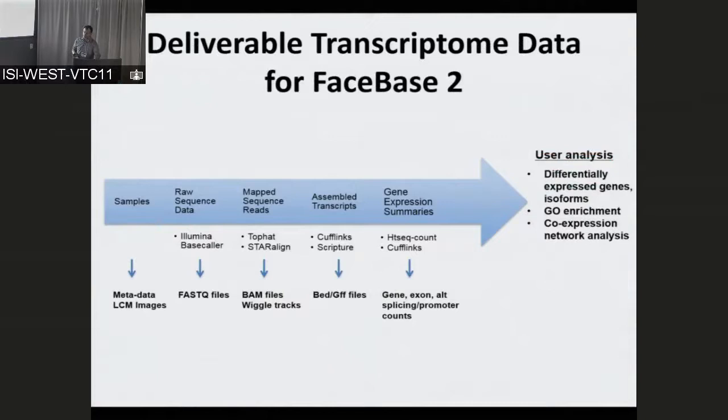Actually, this is bigger than I thought, I guess. So this is the last slide. This is just showing what we'll be delivering to FaceBase. It's basically the gene expression files and associated metadata, with the goal that users will be able to look for differential expression, differential isoform use, GO enrichment, and co-expression network analysis, or whatever else you'd like to use it for. All right, thank you.